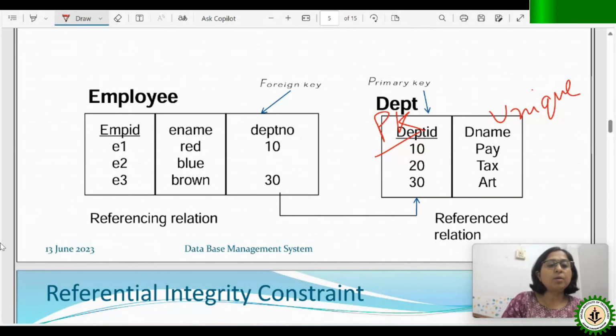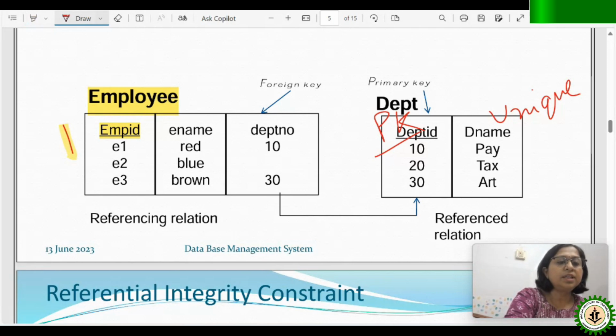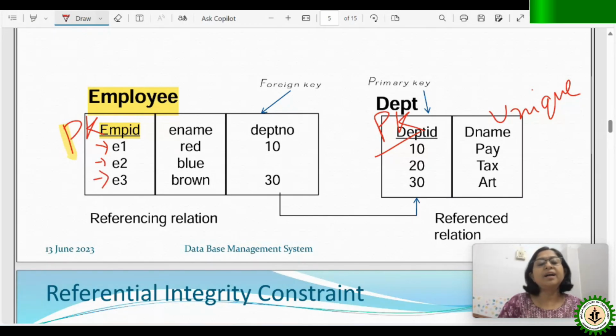Similarly, the employee table is a child table. It has to be created after the creation of department. As you know, any department should exist first, then only the employee can join there, right? So in this case, employee ID is the primary key. We can write it very clearly. This is the primary key. So all the values are unique as well as not null. We are not writing any null value for unknown.